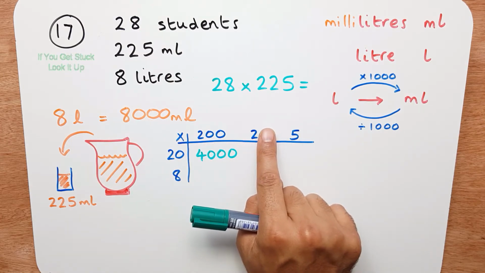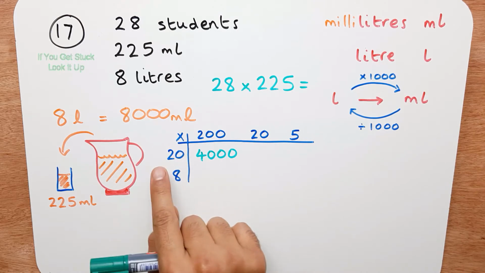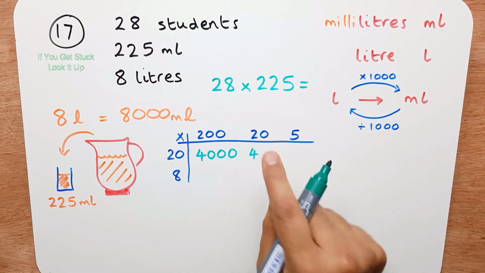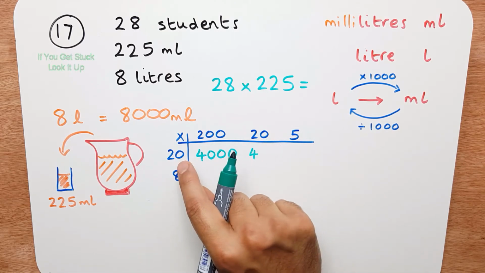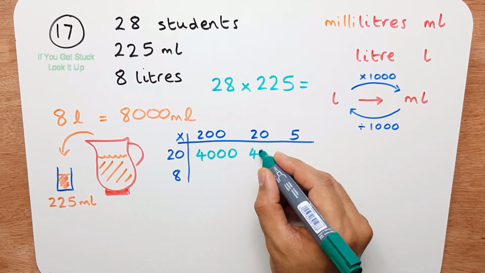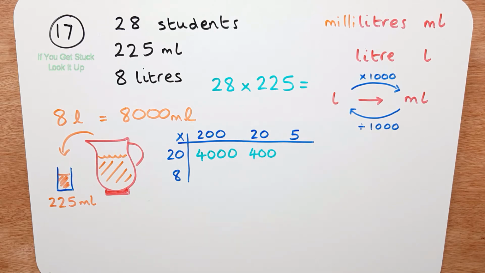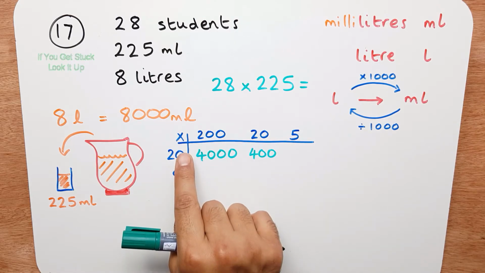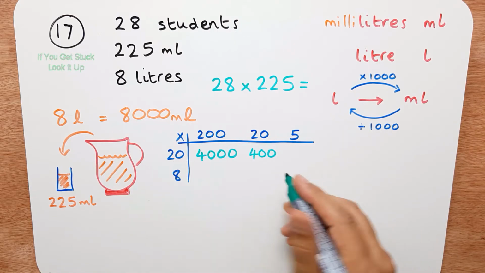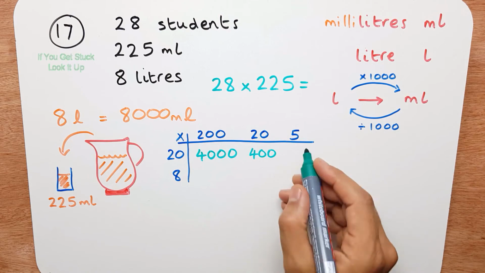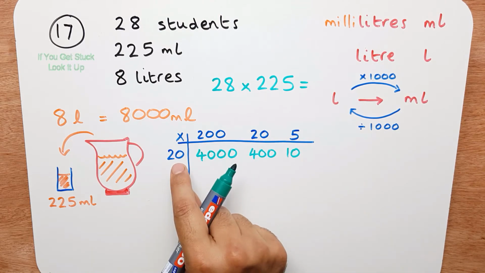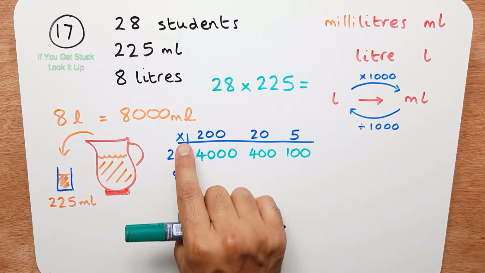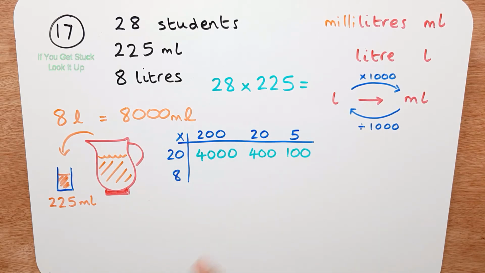Now I've got 20 times 20. Again, hide the 0, hide the 0. 2 times 2 is 4. And I simply bring back 1, 2 zeros. And finally, I do 20 times 5. Again, I can hide the 0. So I've got 2 times 5, which is 10. And I bring this 0 back. So 20 times 5 is 100.